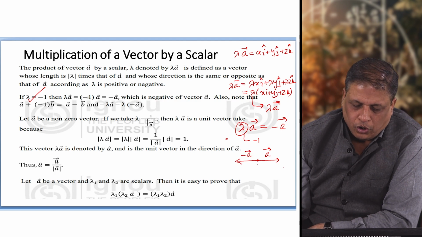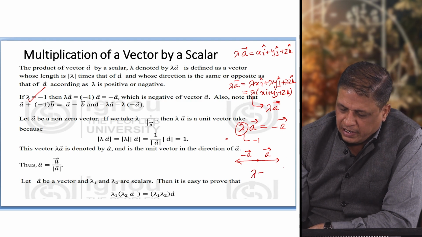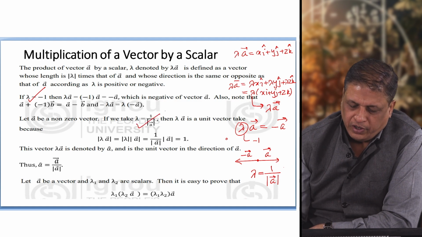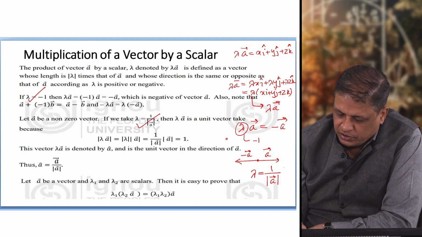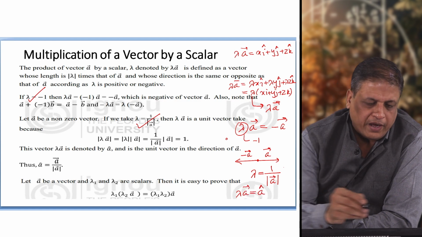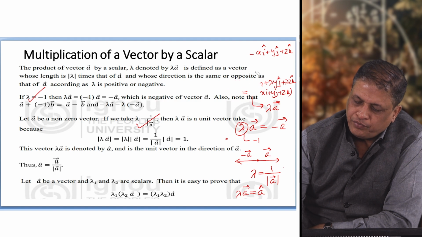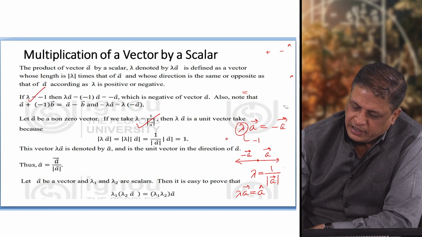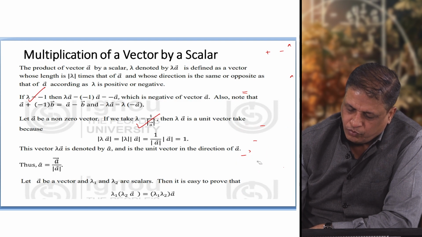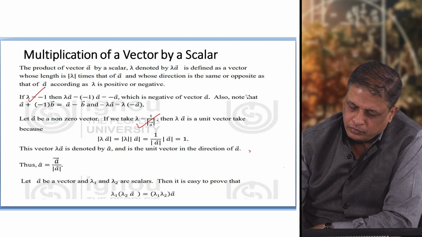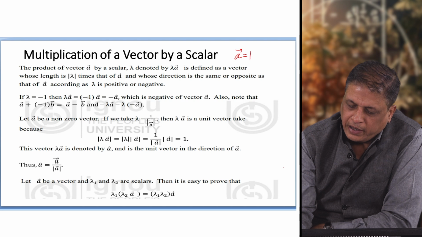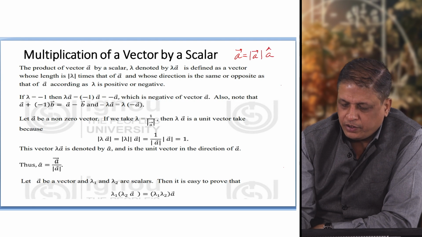So, if we take lambda as a constant whose value is 1 over the magnitude of A, then you can always say lambda into vector A is nothing but the A unit vector. Why? Because we learned that any vector is expressed in terms of the unit vector, and the general expression was A vector is equal to magnitude of A into A unit vector.